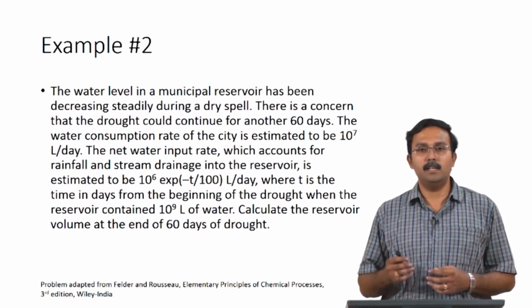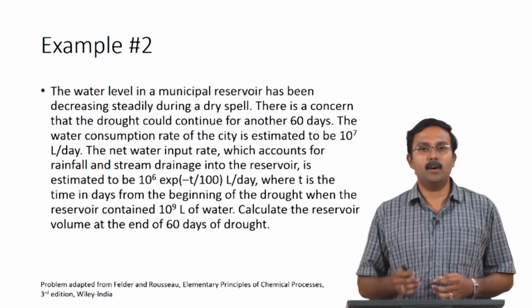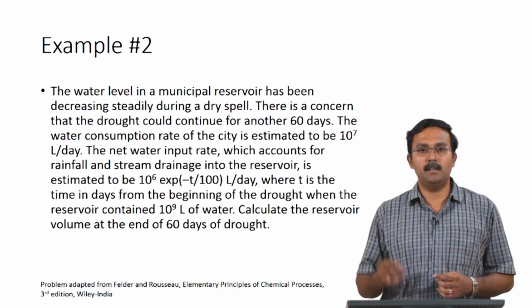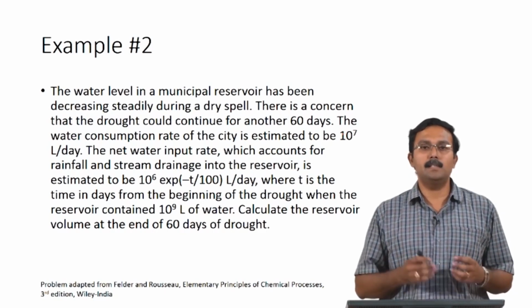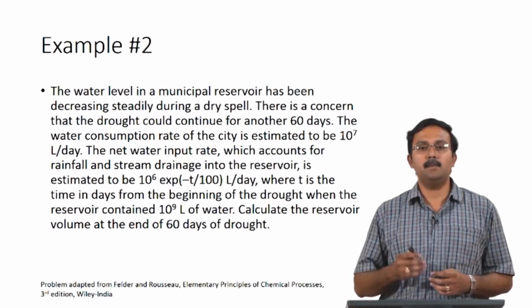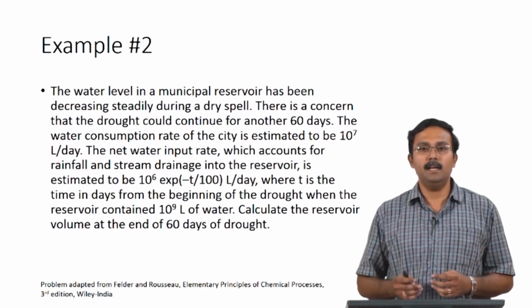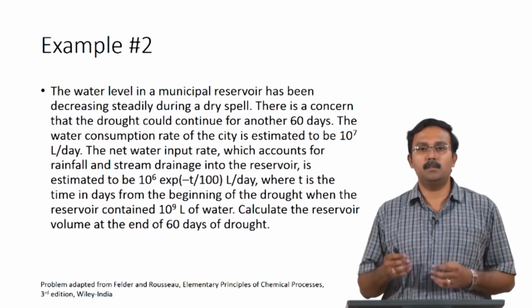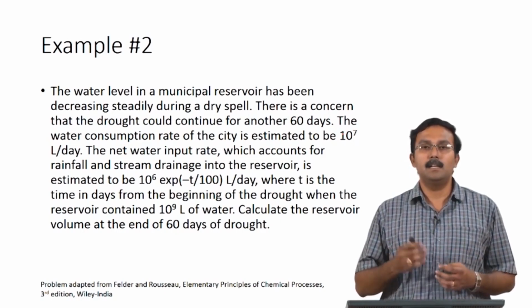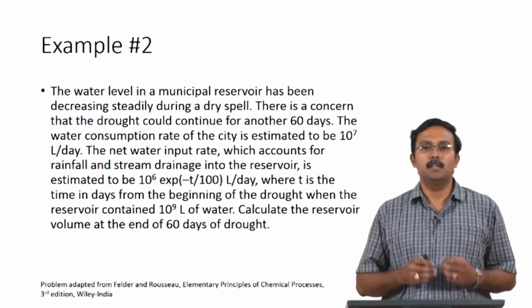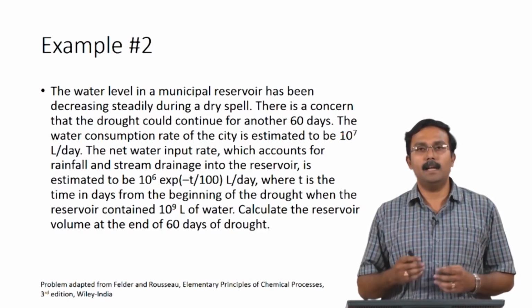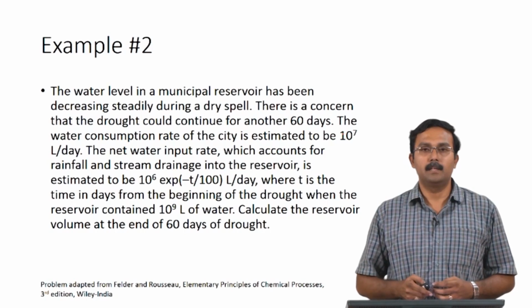The net water input rate, which accounts for rainfall and stream drainage into the reservoir, is estimated to be 10^6 times exponential of minus t divided by 100 liters per day, where t is the time in days from the beginning of the drought when the reservoir contained 10^9 liters of water. Calculate the reservoir volume at the end of 60 days of drought.